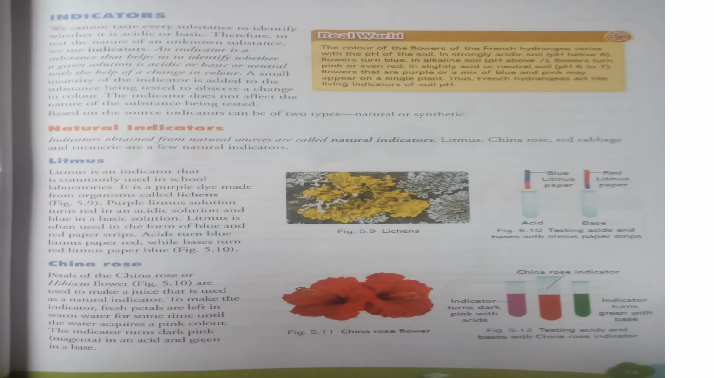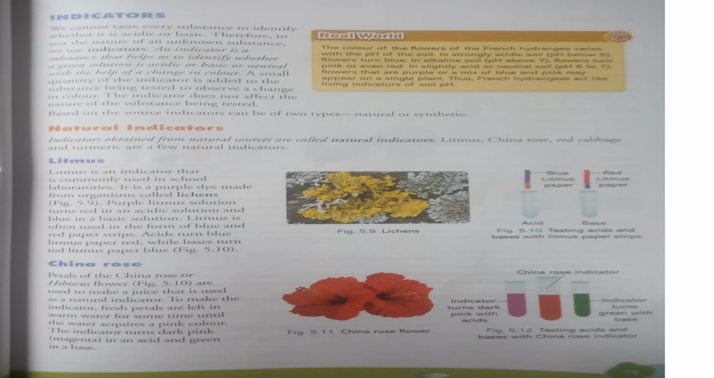Based on the source, indicators are of two types: natural and synthetic indicators. Natural indicators are those indicators which are obtained from natural sources like plants and animals. For example, litmus paper is a natural indicator. China rose is a natural indicator. Cabbage and turmeric are a few natural indicators.